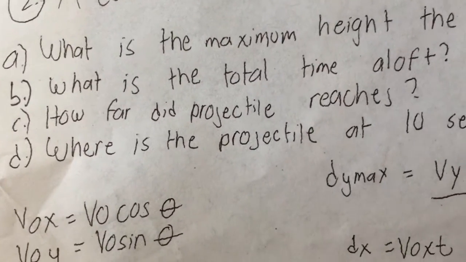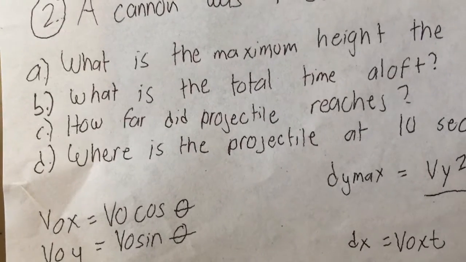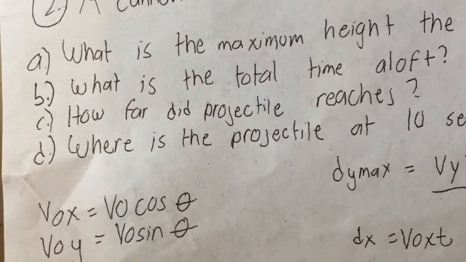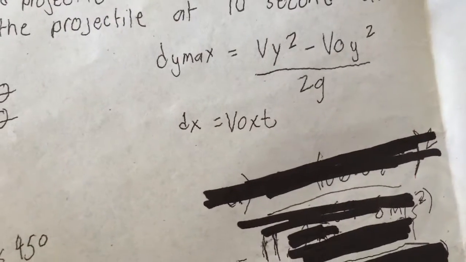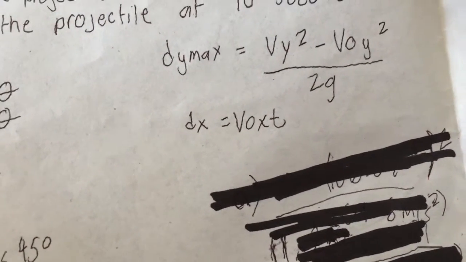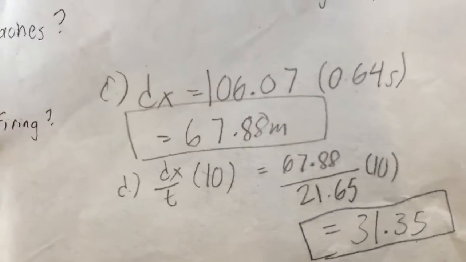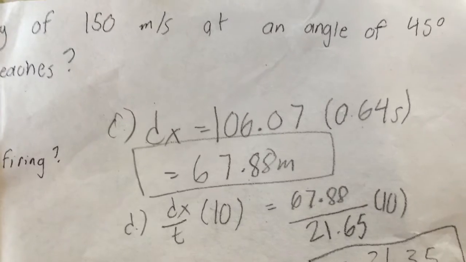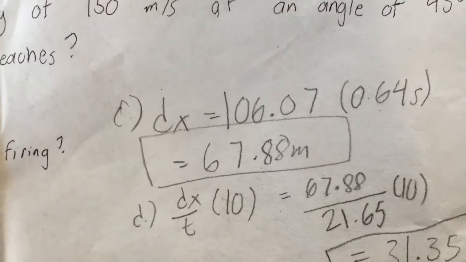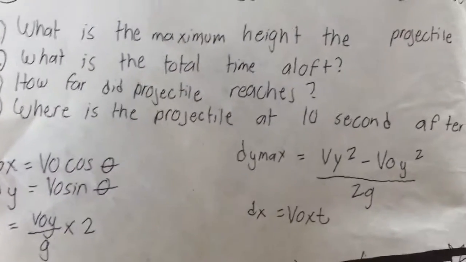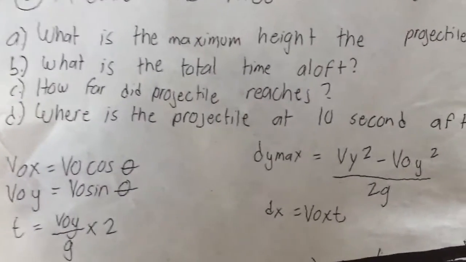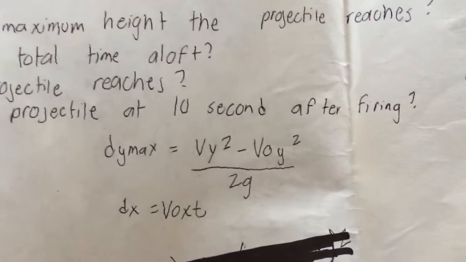Question number 3. How far did the projectile reach? So the missing variable is the horizontal distance. To find that, it is velocity times time. Now let us substitute the given numbers, and the answer is 67.88 meters. So the last question is, where is the projectile at 10 seconds after firing?